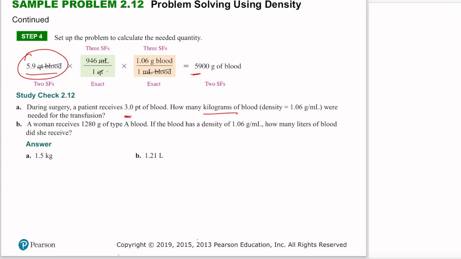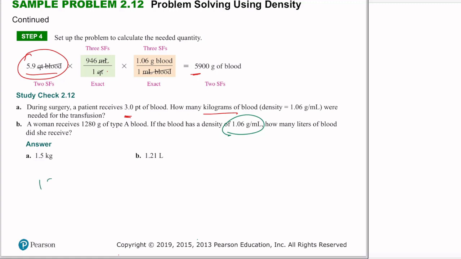A woman receives 1,280 grams of type A blood. If the blood has a density of 1.06 grams per milliliter, how many liters of blood did she receive? We'll need to convert grams from the initial value to milliliters through the density. And then we can convert milliliters to liters through a metric conversion factor. So let's go ahead and get started.